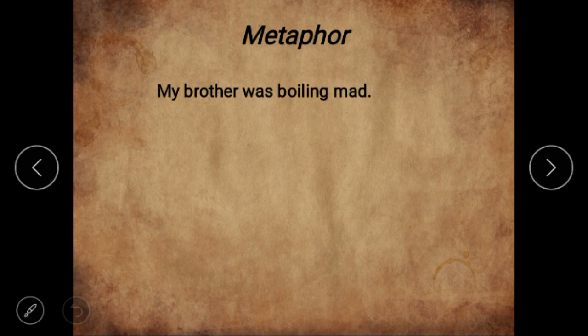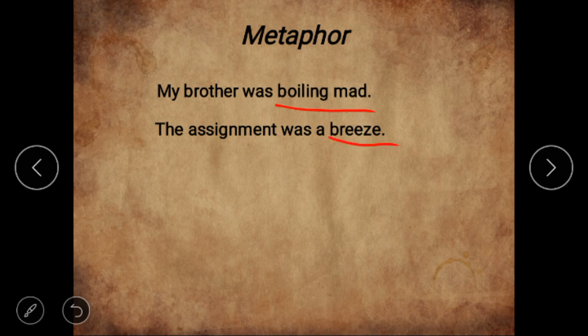"My brother was boiling mad" doesn't mean the brother was actually some form of liquid which was boiling, but his anger was so bad that he looked boiling mad. That means he was very angry. Here, boiling mad is just a metaphor for his anger. "The assignment was a breeze." That doesn't mean the assignment was something which can be compared to air or wind. It means it was very easy. Breeze is being used as a metaphor over here.